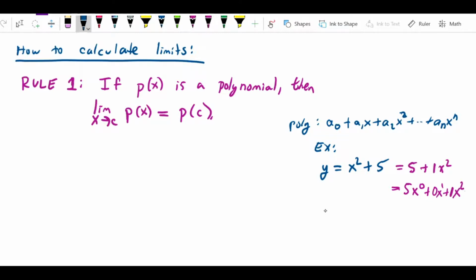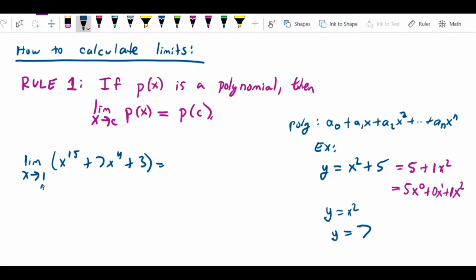So some other examples of polynomials would be just y equals x squared, or even y equals 7, because a constant function is just like y equals 7 times x to the 0, so it's a polynomial. So this includes a very, very large class of functions that you already know about, and the rule is very simple. If I want to know, for example, what is the limit as x approaches 1 of x to the 15th plus 7x to the 4th plus 3, all I have to do is replace x with the approach point 1, and I get 1 to the 15th plus 7 times 1 to the 4th, that's a 7, plus 3, so that equals 1 plus 7 plus 3, and this is 11.